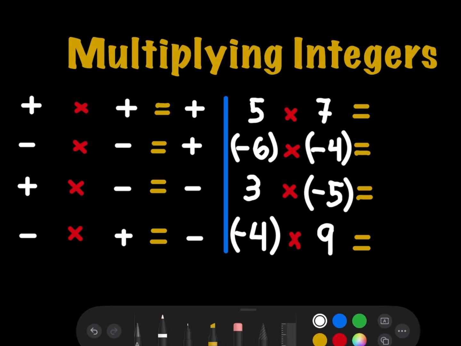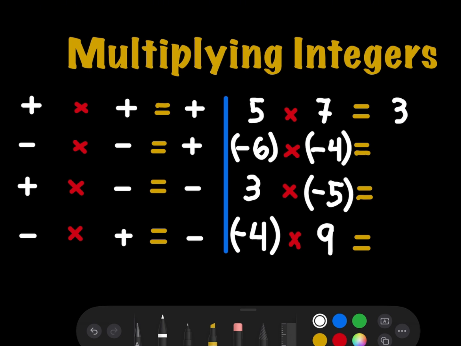In multiplying integers, for example, if you have positive times positive, the answer is positive. Negative times negative is equal to positive. Positive times negative is equal to negative, and negative times positive is equal to negative. In short, it's easy to remember that if you are multiplying the same sign, the answer is always positive, while if you are multiplying different signs, the answer is always negative.